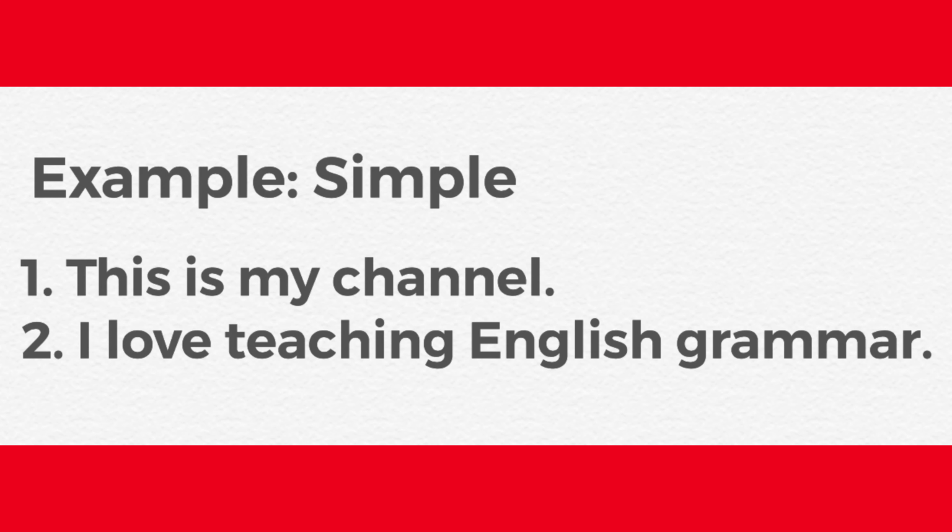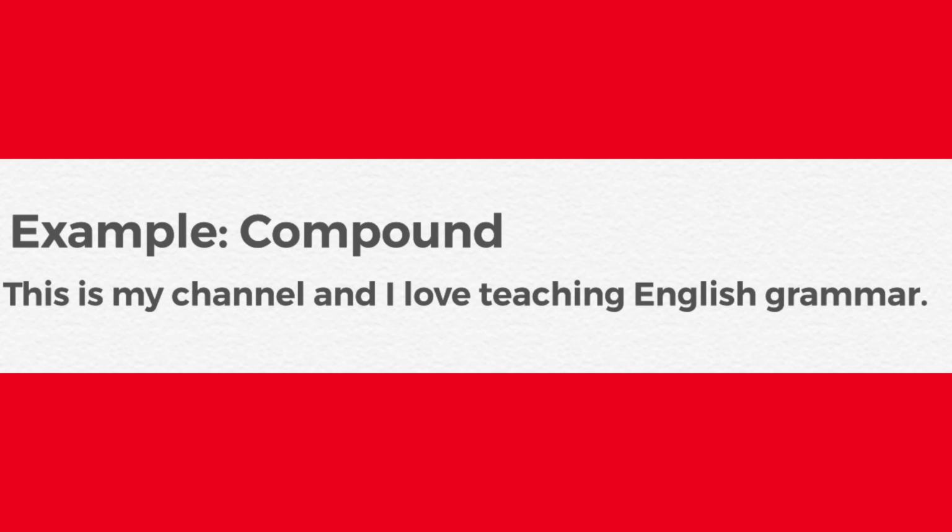Let us take a look at the sample sentences for each of the sentence types. For the simple sentence, example number 1, this is my channel. Number 2, I love teaching English grammar. So we see that each of the sentences has only one independent clause. To effectively illustrate a compound sentence, let us join the two simple sentences by a correlative conjunction. This is my channel and I love teaching English grammar.